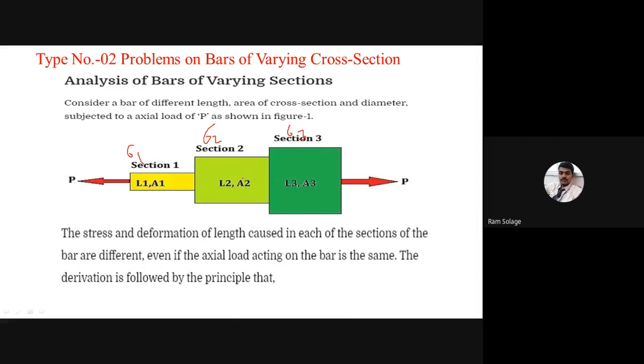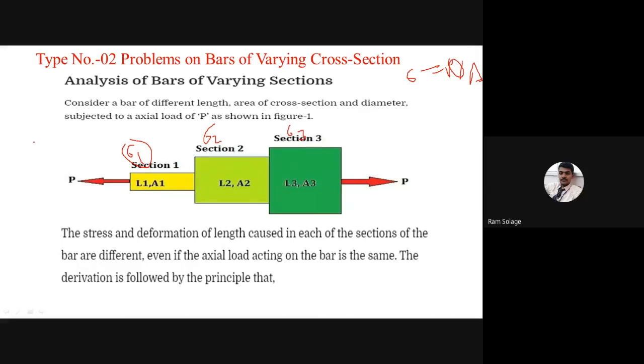Already in type number 1 we calculated only one sigma. Only sigma is common. But here sigma depends upon the cross section area. What is the formula? The common formula for stress is equal to force upon area. In this problem, force will be common. The value of P is common, but the area will be different. So sigma 1, sigma 2, and sigma 3 are different for each section. Means what? It depends upon the area. As the area changes, sigma 1, sigma 2, and sigma 3 will change.